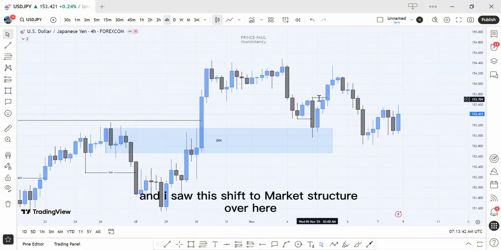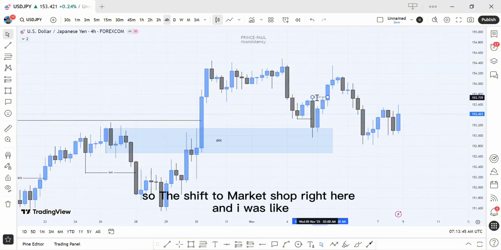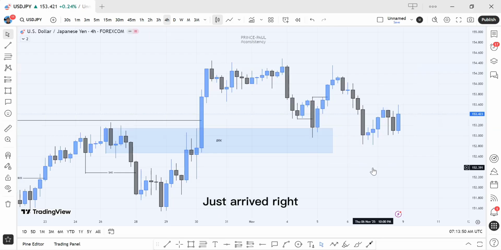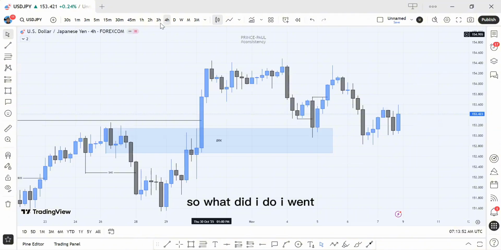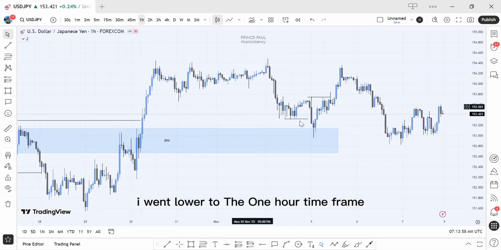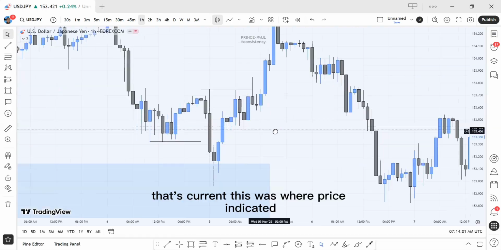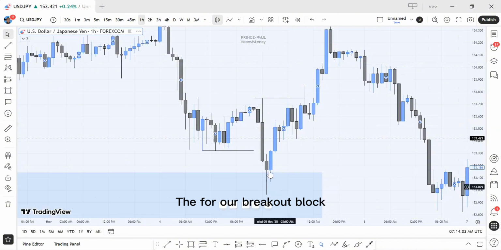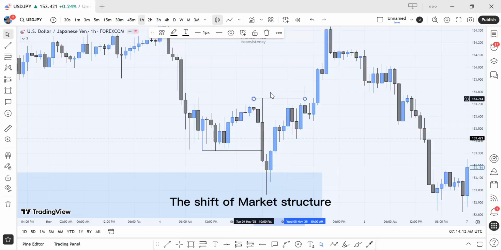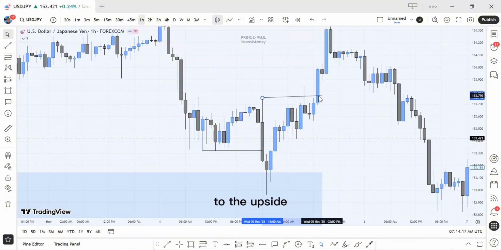And I saw the shift of market structure over here. And I was like, yes, the perfect confirmation I need just arrived, right? So what did I do? I went lower to the 1 hour time frame. So on the 1 hour time frame, this was where price mitigated the 4 hour breaker block. This was where we had the last precursor to the downside. And this was where we had the shift of market structure to the upside, right?